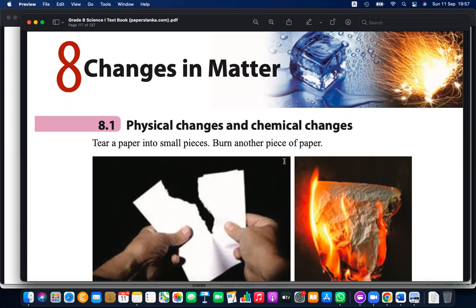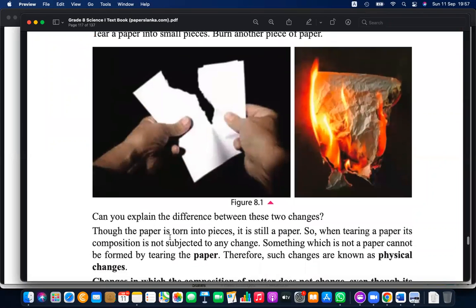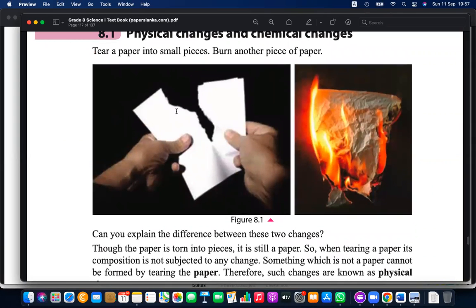Okay, so let's further explain this. When you tear a paper into small pieces, very small, tiny particles of paper, still that is paper. After tearing, still that is paper, right? You can see small parts, that is true, but the composition has not changed. So after tearing, still you can see it is paper.